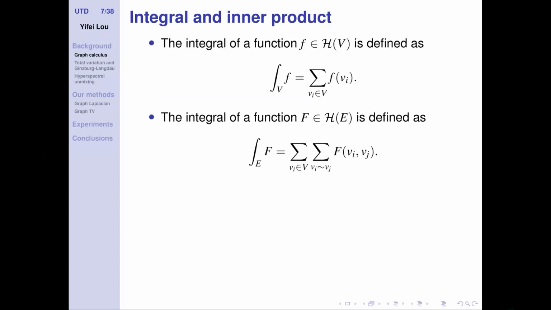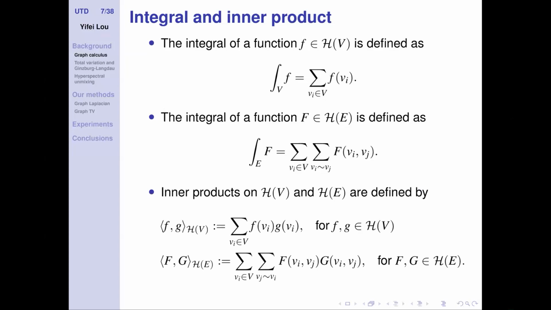Okay. Next, we will discuss the integral and inner product on graph. So we know from standard calculus the integration is summation, and here on graph we just sum up all the vertices as an integration. And similarly for edges, we sum up all the connecting edges to be the integration on edge space. Okay. And then once we have the integral defined, we can define inner product, right? So by standard calculus, the inner product is defined to be the sum of f times g. So here by replacing integration with summation, we get the inner product definition here. For vertices, it's just summing up all the vertices, and for edges, you sum up all the connected edges.